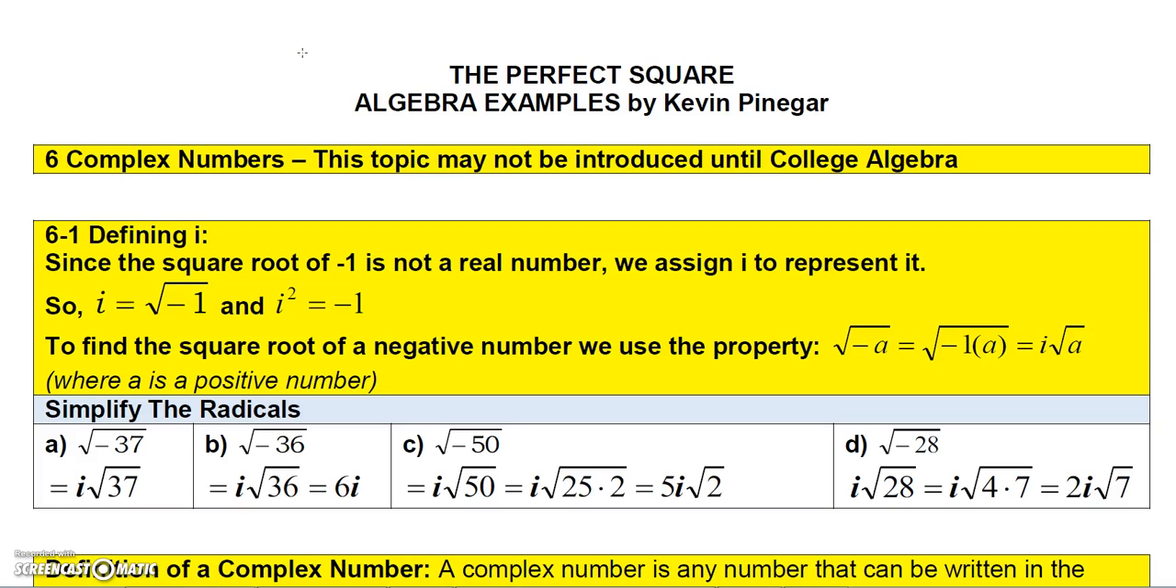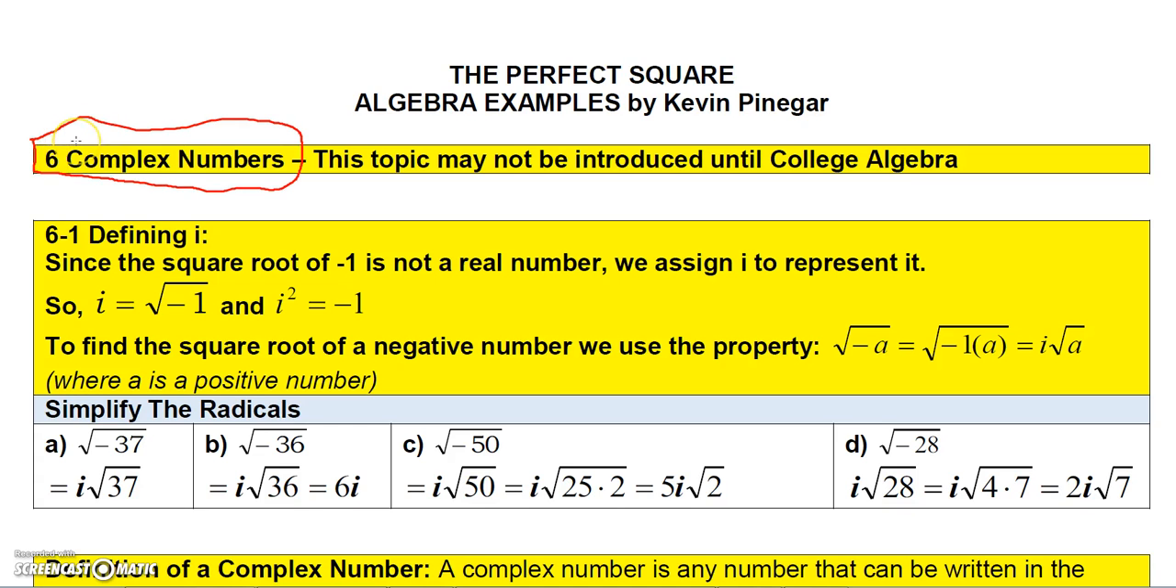I'm going to go ahead and cover this topic in this intermediate algebra course, but let me warn you, depending on your instructor and your institution, this topic may not be covered until you get to a college algebra course. But the topic I'm talking about is complex numbers.